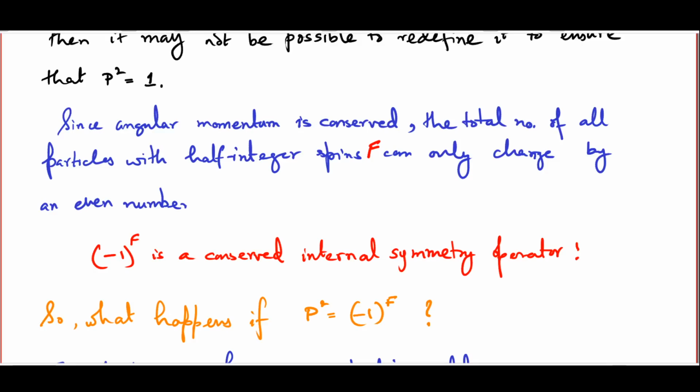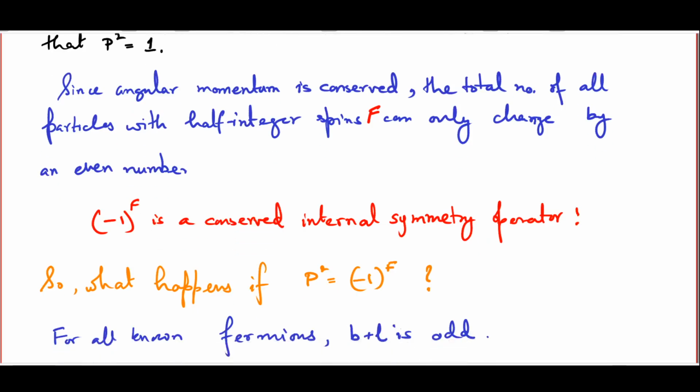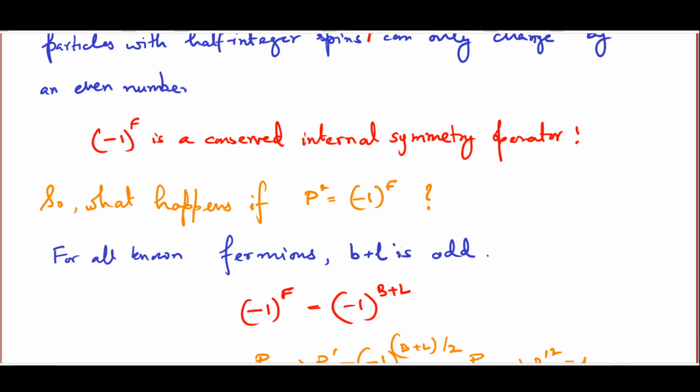And so, can't it be possible that P² turns out to be (-1)^F? Now, it turns out that even if this were true, that would not really change things much in the world as we know it. Because, as far as we know, for all fermions, the baryon number added to the lepton number leads to an odd number. In other words, as far as all particles are concerned, (-1)^F produces exactly the same result as (-1)^(B+L), which of course is e^(iπ(B+L)).